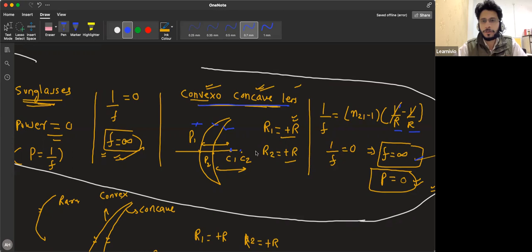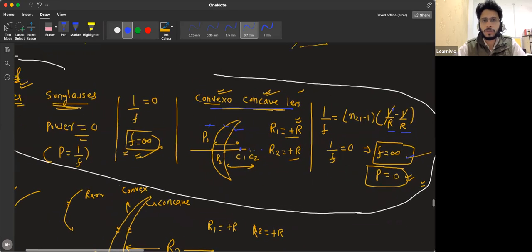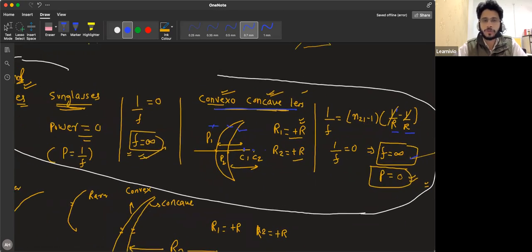Is it clear, everyone? Yoshika, Munib. Yes, sir. So it's a very general question: why does a sunglass have 0 power, when it's still a spherical lens? It's a convex or concave lens having equal radii of curvature. Please note it down. We'll do the next question.